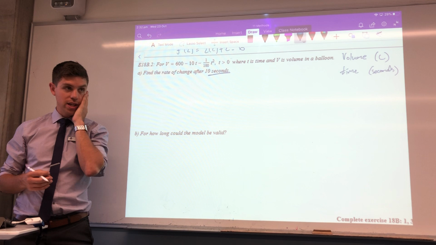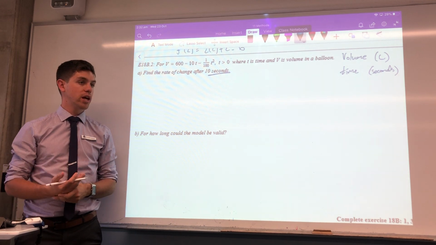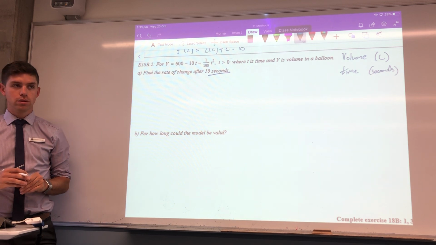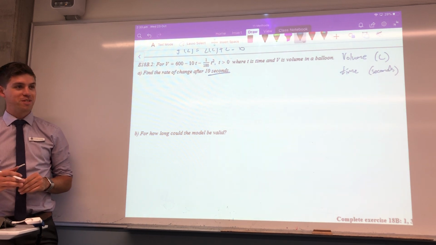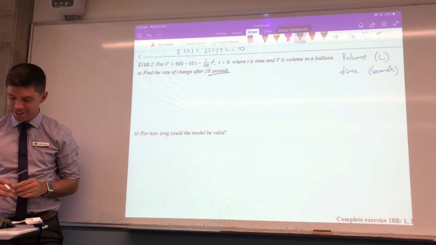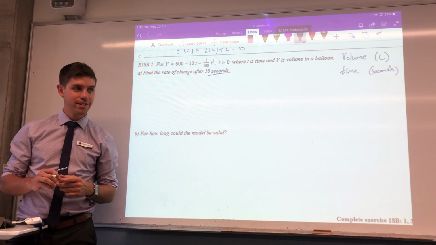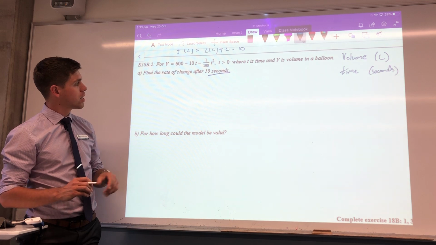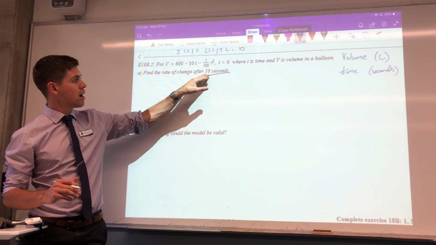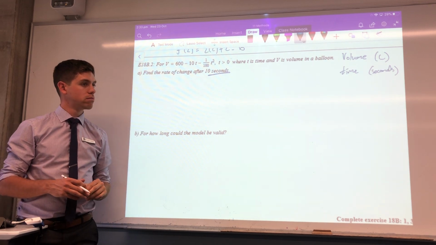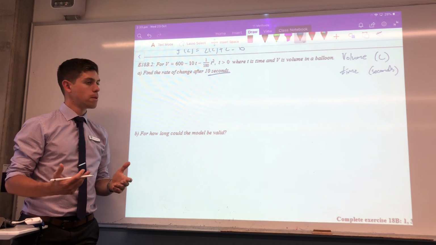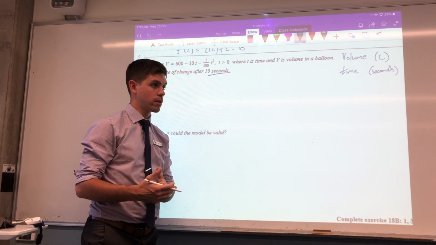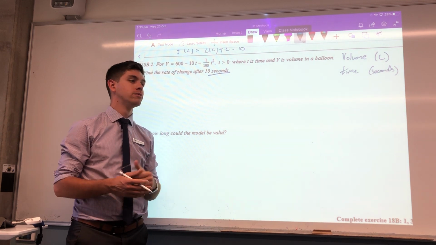So are we trying to find here the instantaneous or the average rate of change? Why are we finding instantaneous and not average? It says find the rate of change after 10 seconds. Can anybody pull apart this terminology? Well, it's saying after 10 seconds instead of over the 10 seconds.